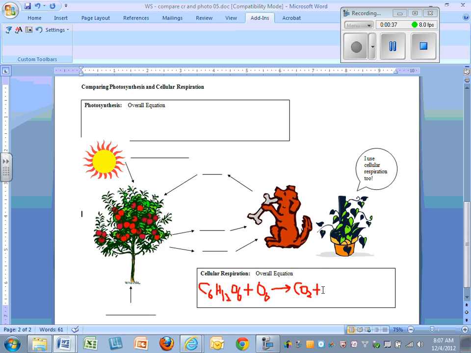CO2. We make a little bit of water in the process, but the biggest thing is that we make our ATP, which does what for us? This is our energy molecule, ATP. The whole purpose is to convert the energy stored in glucose to ATP, just so we can break it down.